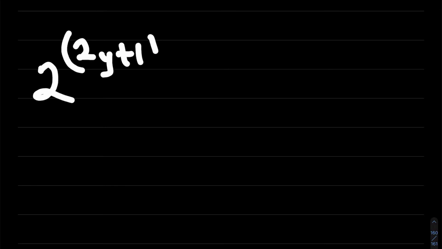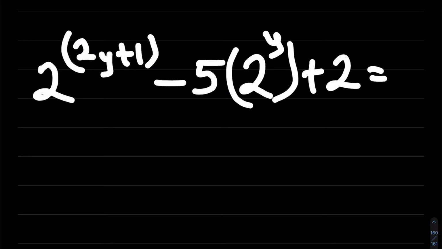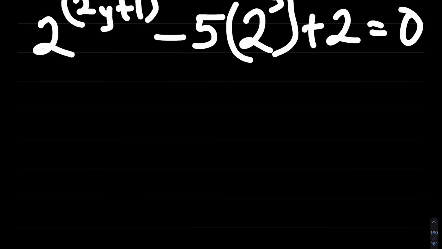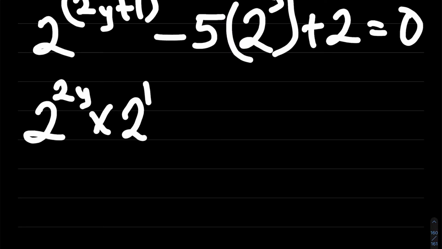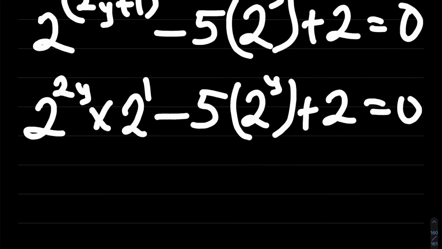The first one is: solve 2 raised to the power 2y plus 1 minus 5 into brackets 2 raised to the power y plus 2 equals 0. This is the same as 2 raised to the power 2y times 2 raised to the power 1 minus 5 into brackets 2 raised to the power y plus 2 equals 0.